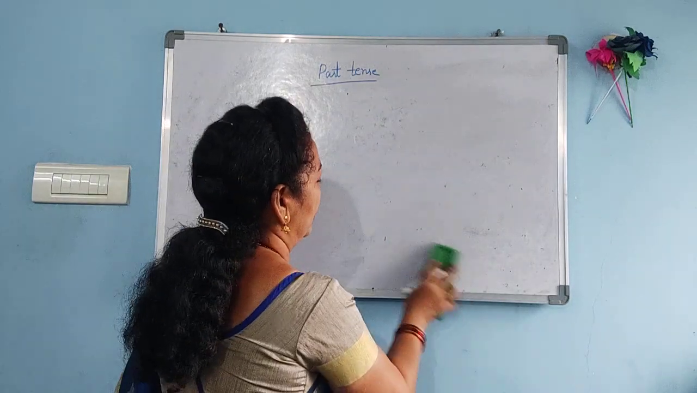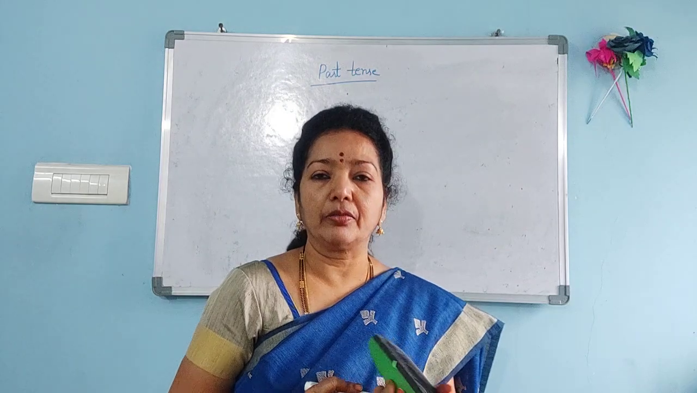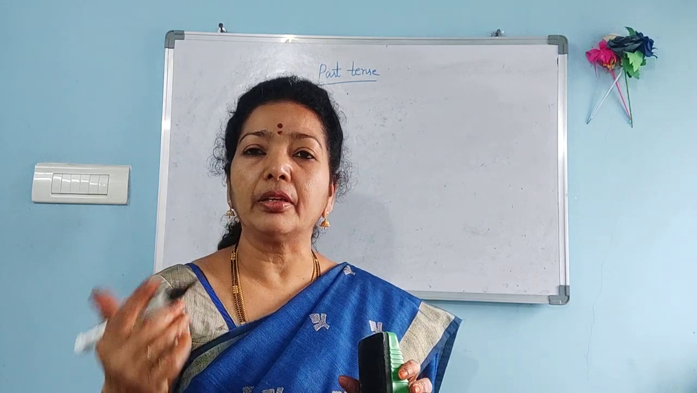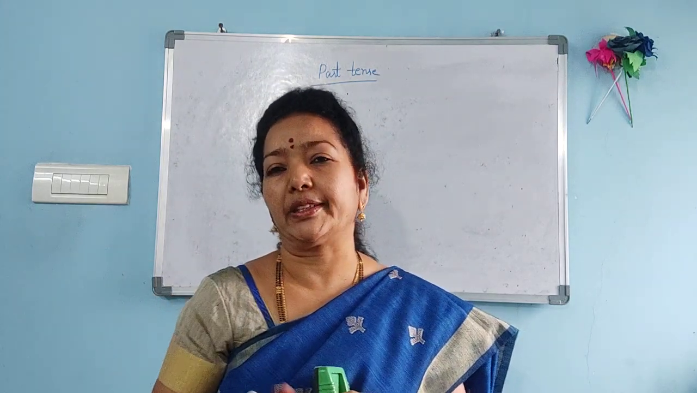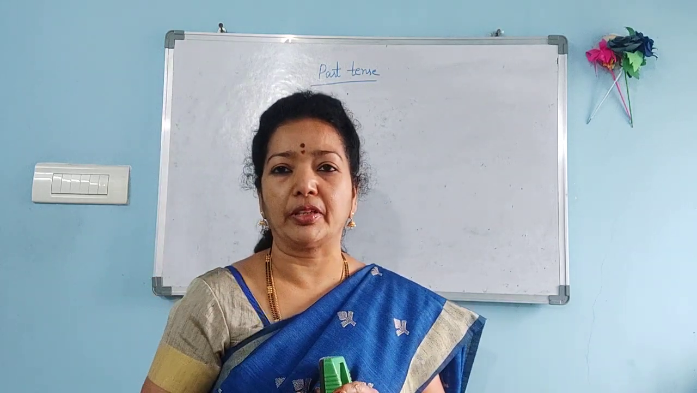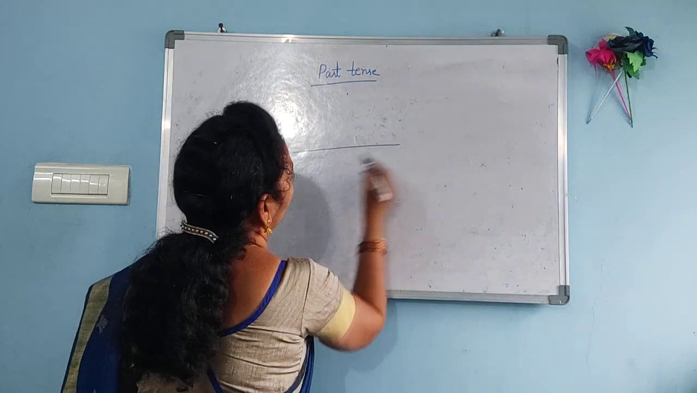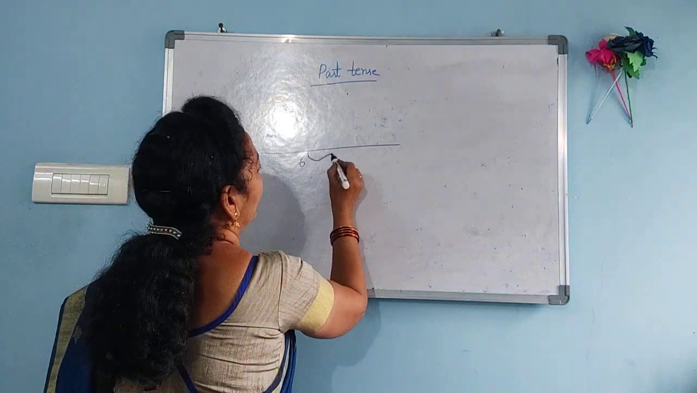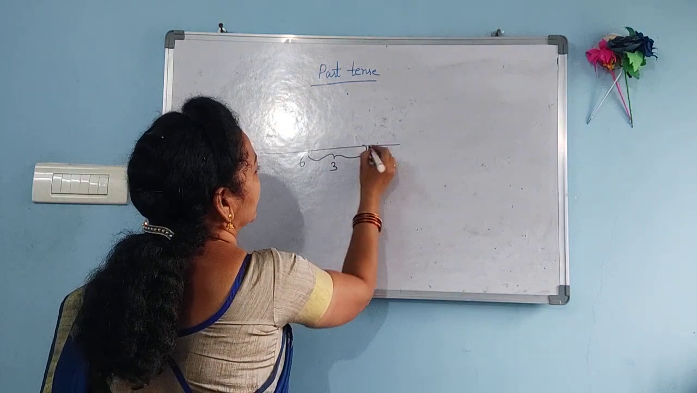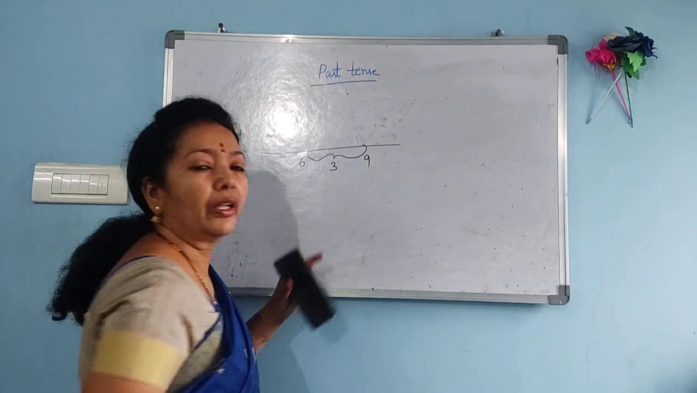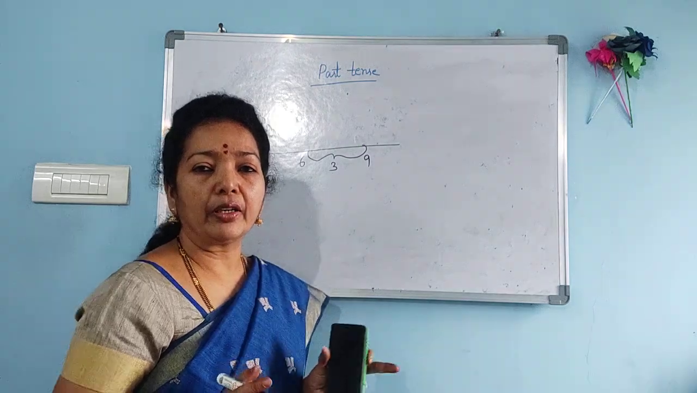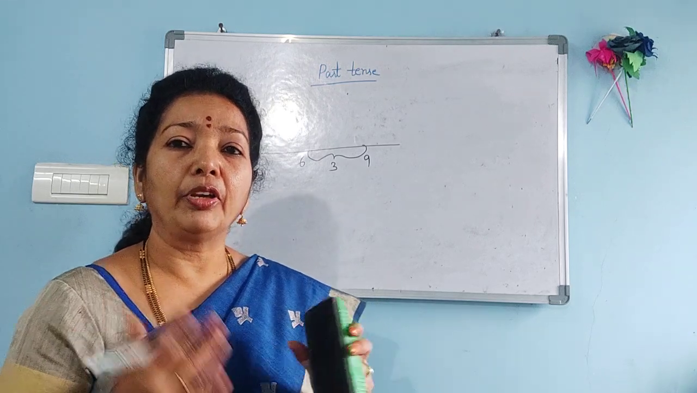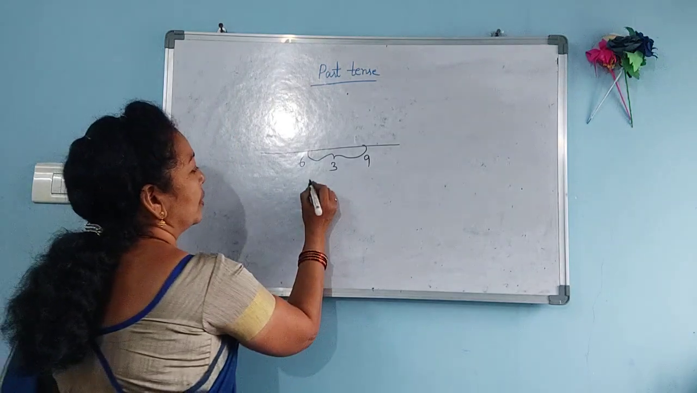Not only that, in past action, what happened in the past time, we have to tell in past continuous. For example, I went to the theater yesterday. I went to the theater to watch a movie yesterday. What time did we go? We went by 6. The movie's time is 3 hours. What time did we return? By 9 we returned. We went to the movie yesterday by 6 o'clock. We returned at 9 o'clock. Meanwhile, what did we do? We were watching the movie.